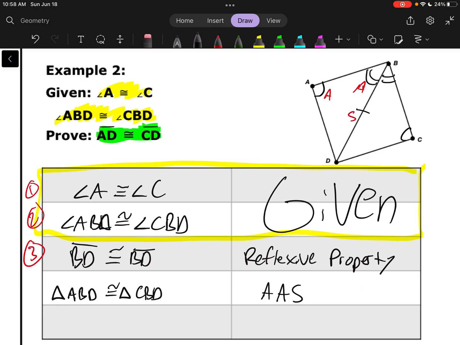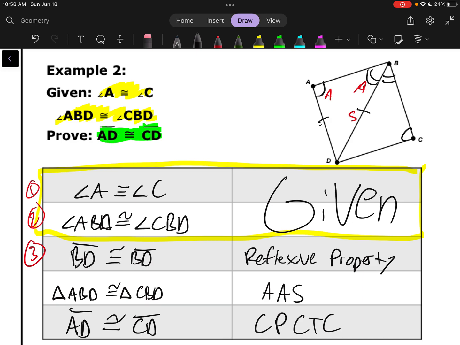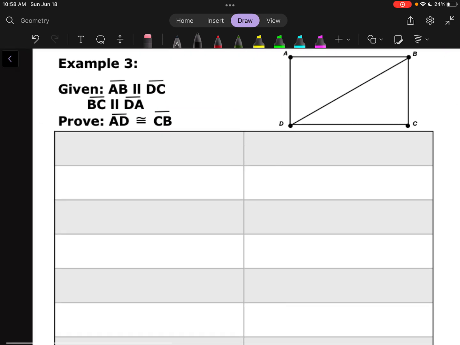But this is the power of CPCTC. Now that we know those triangles are congruent, we can say anything else that isn't marked must be congruent by using CPCTC. Corresponding parts of congruent triangles are congruent. Anything that isn't marked is now officially congruent by using CPCTC. And that's it. So really all we're doing here is proving those triangles congruent and then going a little bit further using CPCTC. Let's try another one.